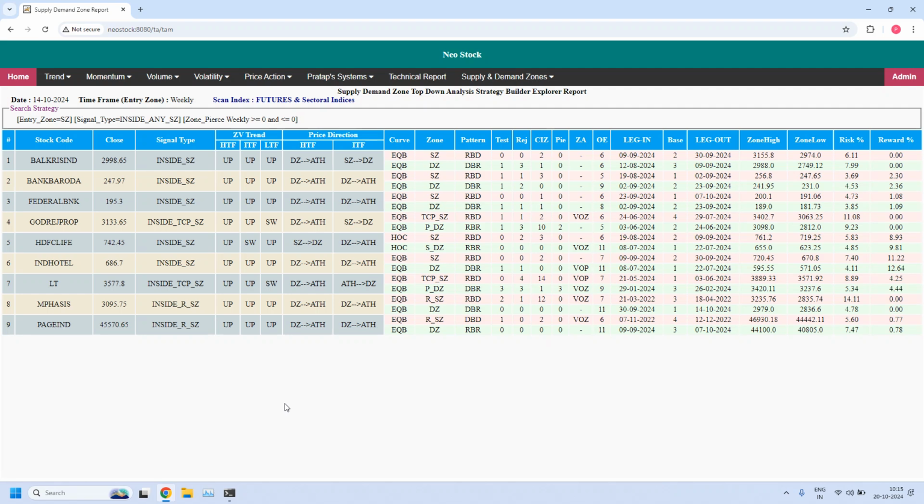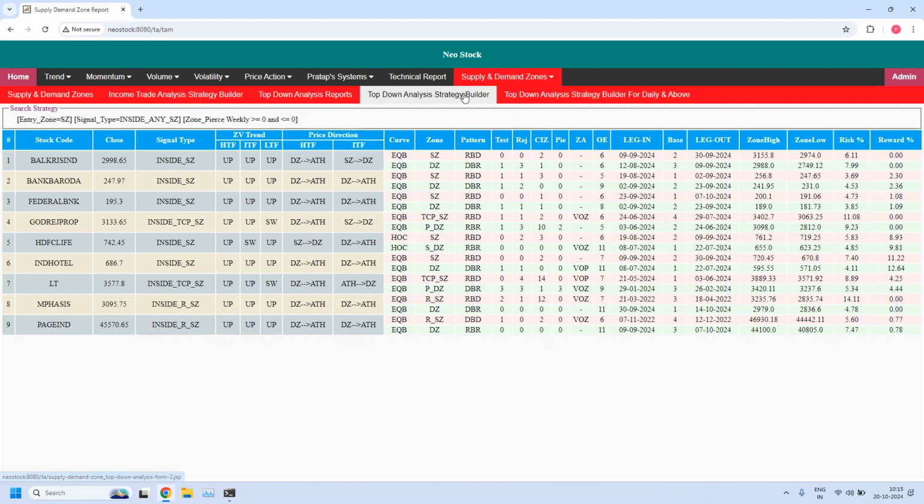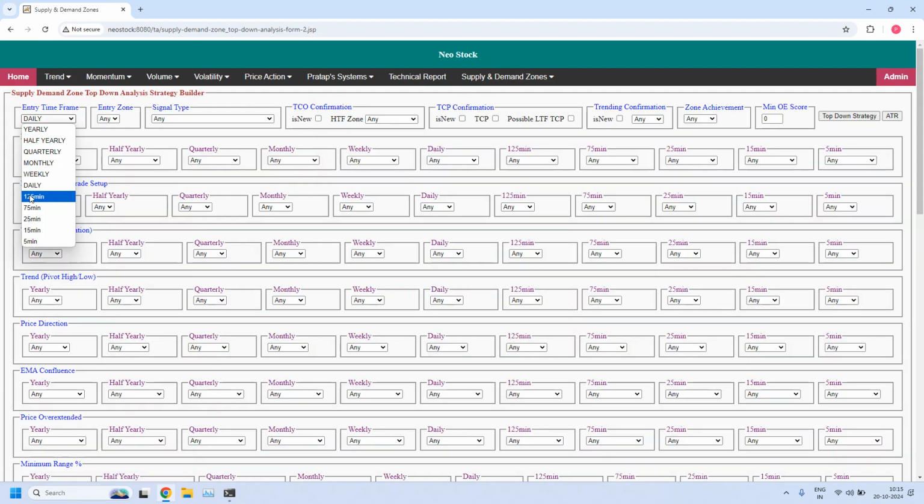Maybe some of these stocks, where prices are currently not closed inside, may have a downtrend. That we will see later. But currently remember, these are the stocks where price closed inside the weekly zone. Okay, next reports for the weekly time frame.